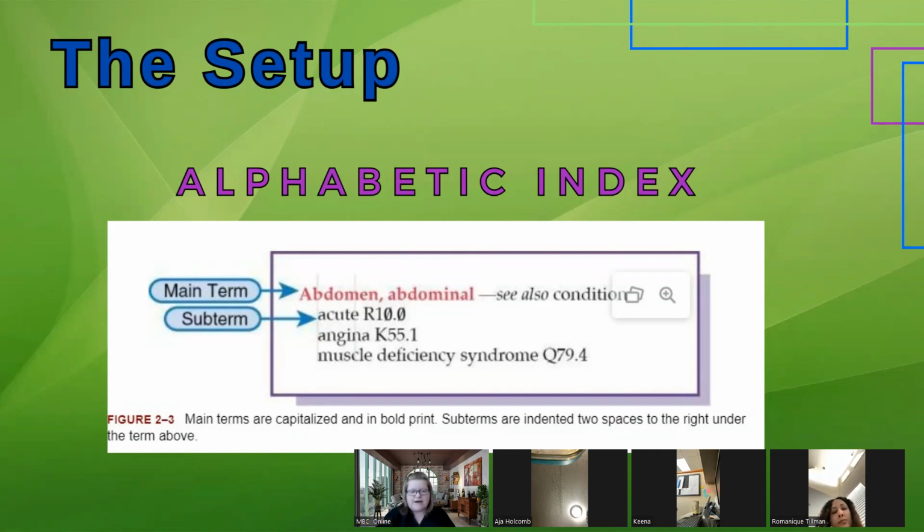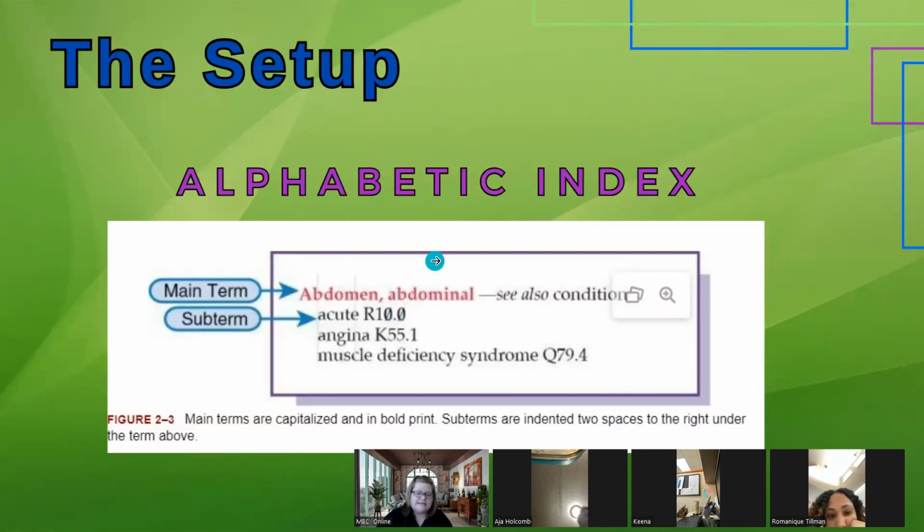And this is how it's set up. You have a main term that's going to be in red. And if you guys have your manuals, go ahead and open them up and flip to a random page in the alphabetic index, so you can see this in real life and in your hands. It kind of helps. But you'll see a main term listed in red, and then it'll have a line and it'll have that first indentation.